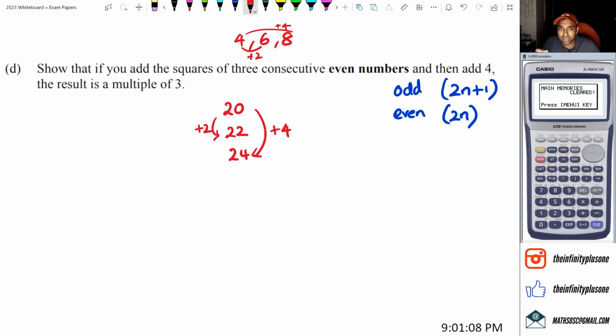Now, if we look at 3 consecutive even numbers, we don't know what these numbers are. So you don't want to put it as x, because x could be an odd number. Like if I say x would be 3, that's not an even number. So you don't want to use x, but you can use 2x or 2n. If I use 2n, my first number is 2n, then my second number is 2n plus 2, and then my third consecutive number will be 2n plus 4.